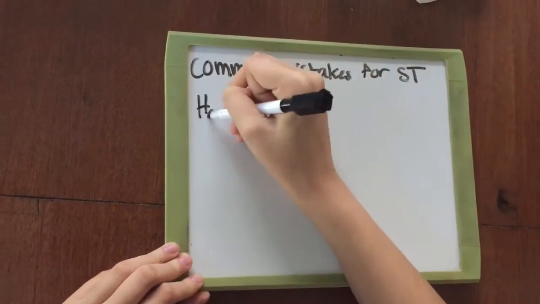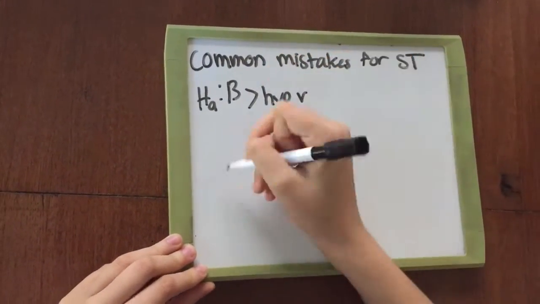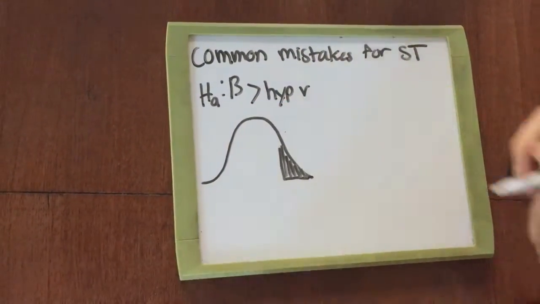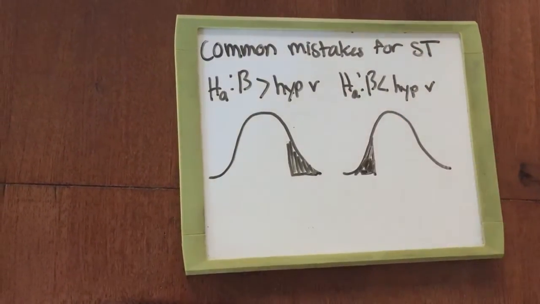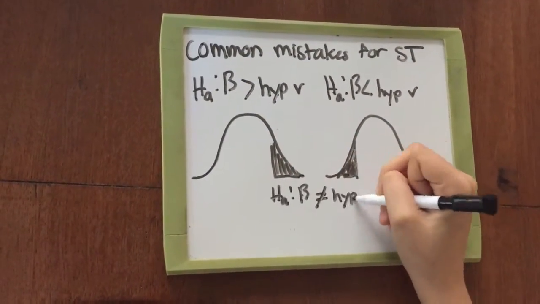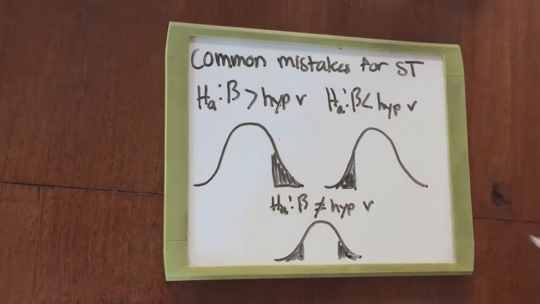A common mistake for performing a significance test is forgetting to multiply your p-value by 2 during a two-tailed test. You would notice a two-tailed test when the alternative hypothesis, the beta value, is not equal to the hypothesized value, as shown in the pictures below.